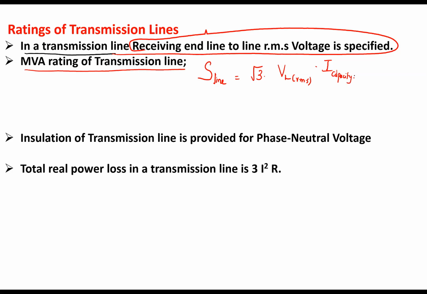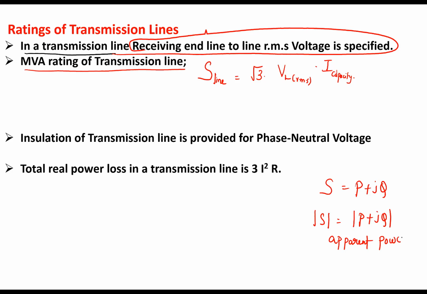So how much apparent power or complex power? Don't get confused between apparent and complex power, because complex power we know it is P plus jQ. This is called complex power. If you take the magnitude of this one, this magnitude value is called apparent power.